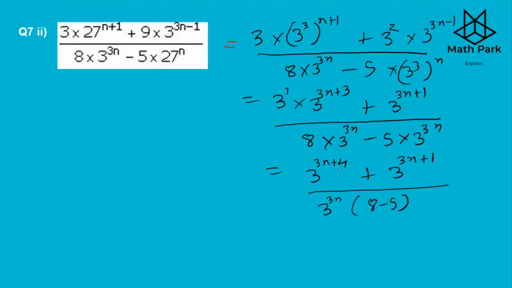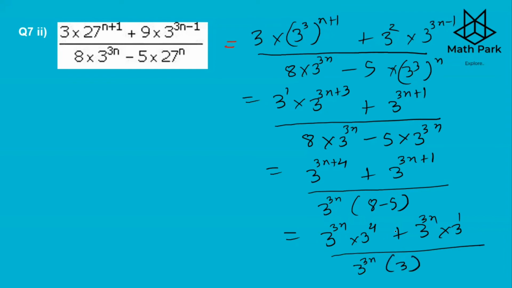Now, this can be split so that this 3 raised to n can be cancelled. So, in the numerator again, we will have 3 raised to 3n into 3 raised to 4. I am splitting this: a raised to m into a raised to n is a raised to m plus n. Plus, this can be written as 3 raised to 3n into 3 raised to 1. And denominator, we have 3 raised to 3n in bracket 8 minus 5, which was 3 now.